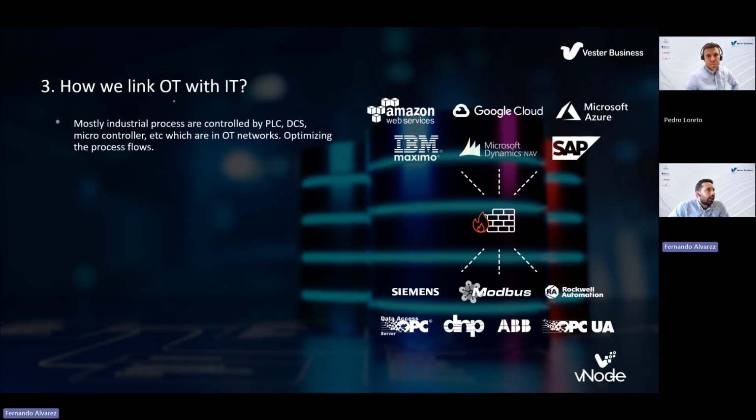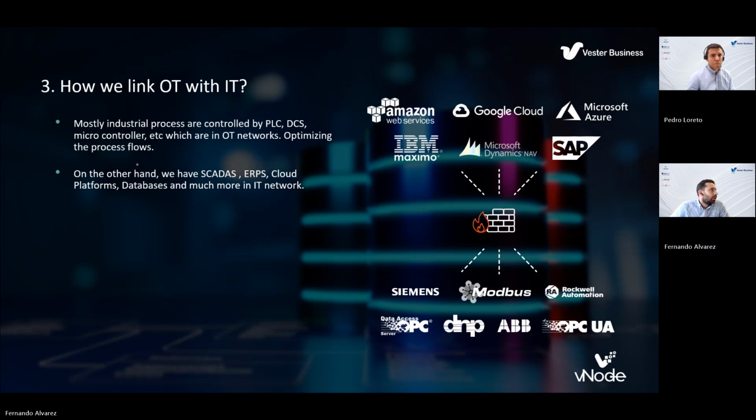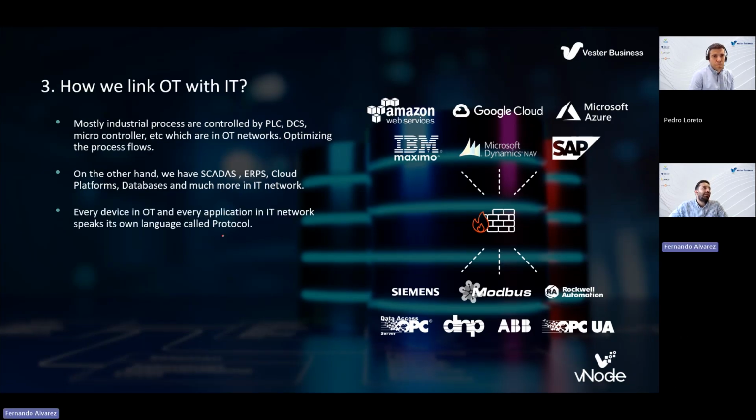So we were talking about how, at the end, the communication between an ERP and our OT network is a communication between IT and OT. Mostly, the processes are controlled by PLCs, DCS, microcontrollers, which are located in OT networks. And then we have the applications that exploit the data. So typically here we have the SCADAs, the ERPs, the cloud platforms, the databases. All of them are located normally in IT networks.